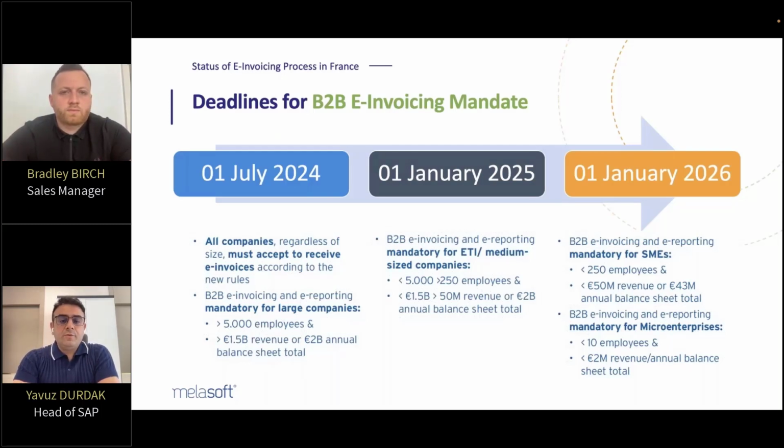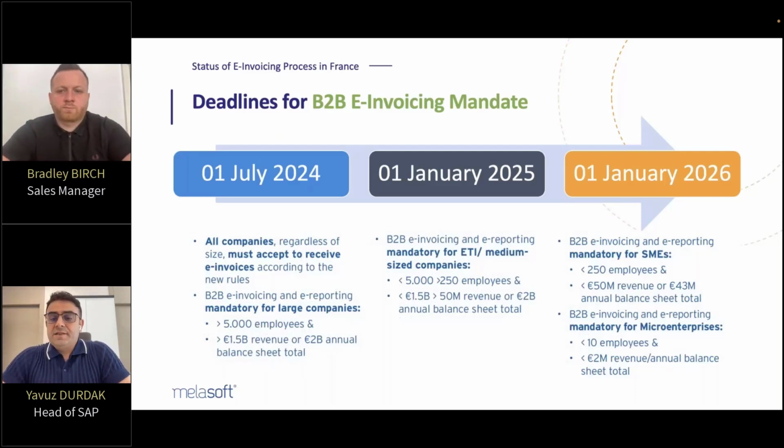After 6 months, starting from 1st of January 2025, B2B invoicing and e-reporting will be mandatory for ETIs and medium-sized companies. The ETIs and medium-sized companies correspond to the companies that have fewer than 5,000 and more than 250 employees, and their revenues between 50 million euros and 1.5 billion euros, or their annual balance sheet total is smaller than 2 billion euros. So these companies should switch to e-invoicing starting from 1st of January 2025.